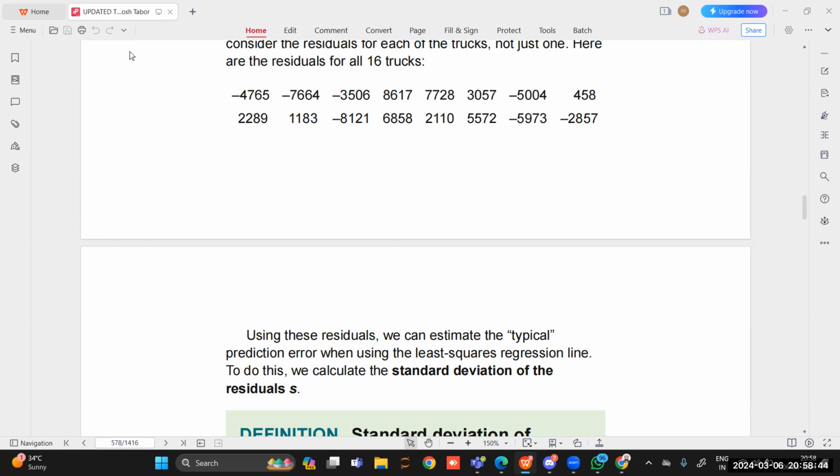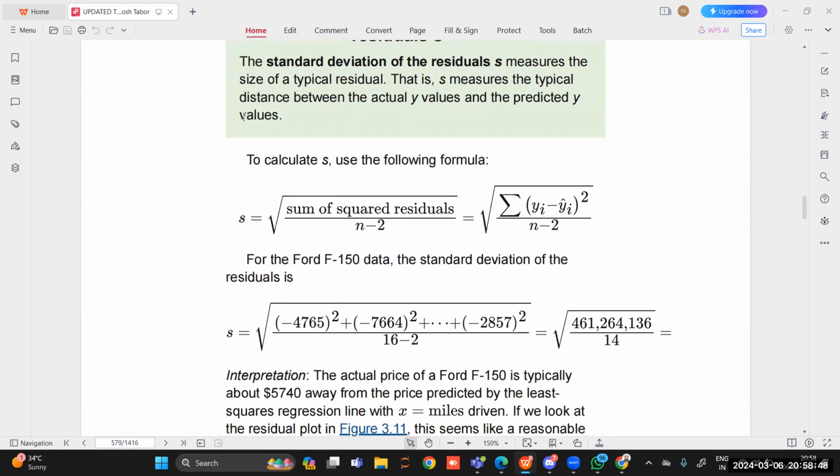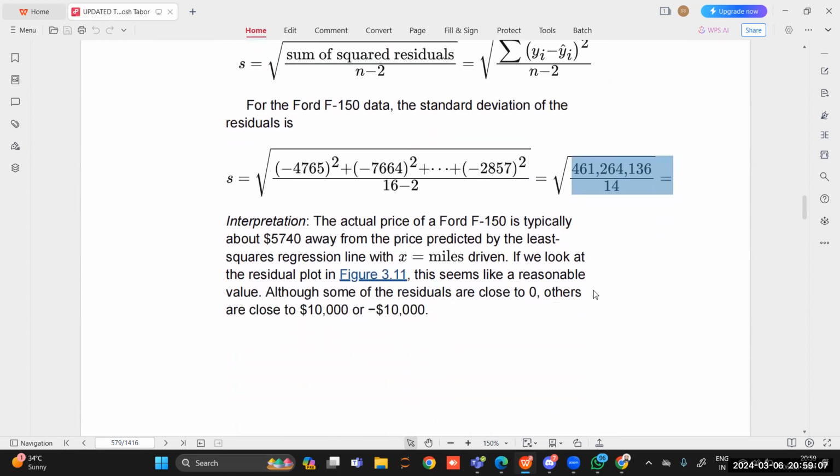Square root of negative 1.12. How can it be negative? You are squaring the values, so it cannot be negative. We are taking the sum of squares. I've told you, first you have to square it, and then you take the sum of each value. So it is around 461124136 divided by 14, and then taking the square root.